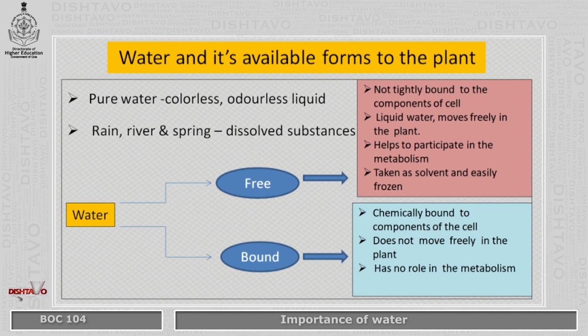Free water is that water in the plant cell which is not tightly bound to the components of the cell. It is more liquid in nature and it has the ability to move freely in the plant. This water accounts for the metabolism in the plant and it acts as a solvent and it can easily freeze under certain conditions. However, bound water on the contrary is chemically bound to the components of the cell. It does not move freely in the plant cell and it does not have a metabolic role.